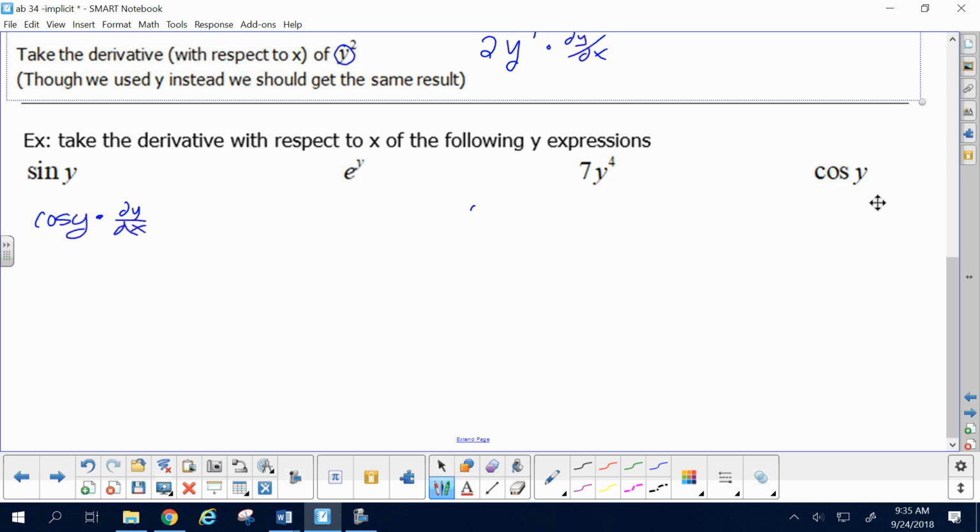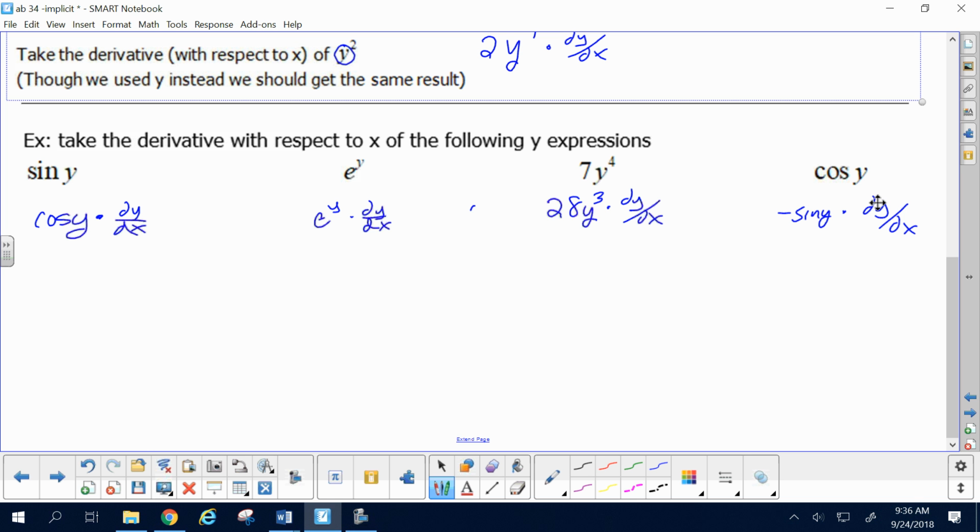What about e to the y? Derivative of the outside, e to the y times the derivative of the inside, dy dx. 7y to the fourth, derivative of the outside, 28y to the third times the derivative of the inside, dy dx. The derivative of the inside is the derivative of y, derivative of y is just dy dx. And last but not least, cosine y. Negative sine y times the derivative of the inside, dy dx.